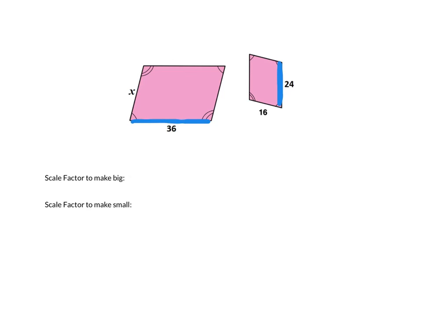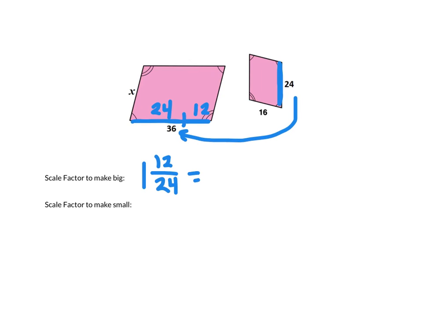So now we have to look for the scale factor. We need to think, how many groups of 24 can I make with 36? So I know that I can fit one full group of 24 in, and the remaining part is only 12. So the next group of 24 is only 12 out of the 24. And then we need to recognize that that is equal to 1.5 by simplifying.